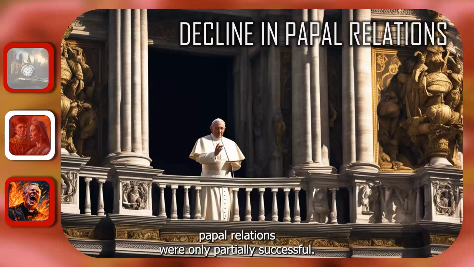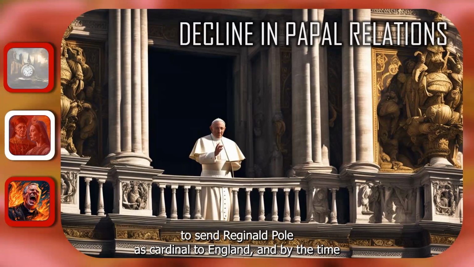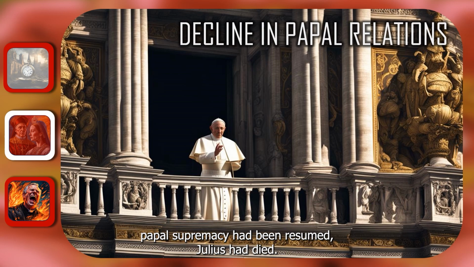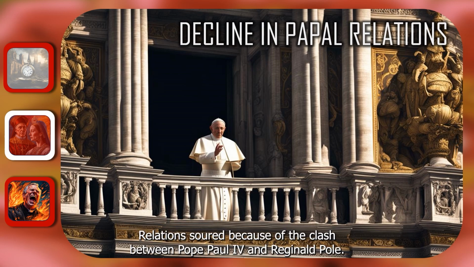Furthermore, papal relations were only partially successful. It took 18 months for Julius III to send Reginald Pole as cardinal to England, and by the time papal supremacy had been resumed, Julius had died. Relations soured because of the clash between Pope Paul IV and Reginald Pole.